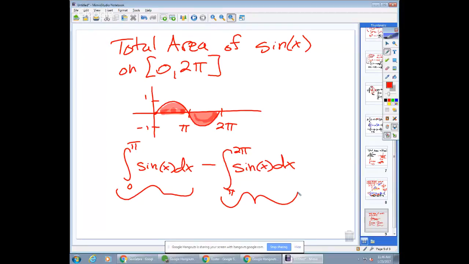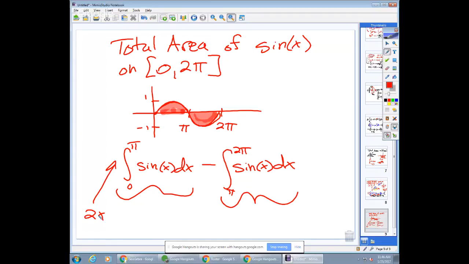Yeah, this down here is really just a mirror image of that up there. They have the same area. So really, I just need 2 times that guy right there. I don't even need to do the other part separately. We're going to do it both ways just to make sure it works out.